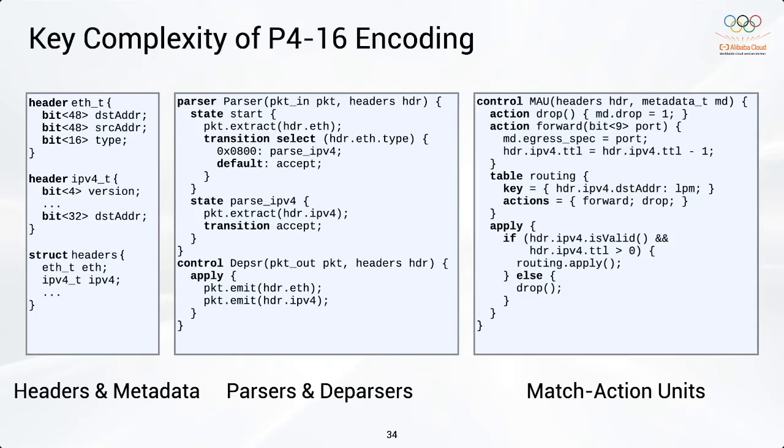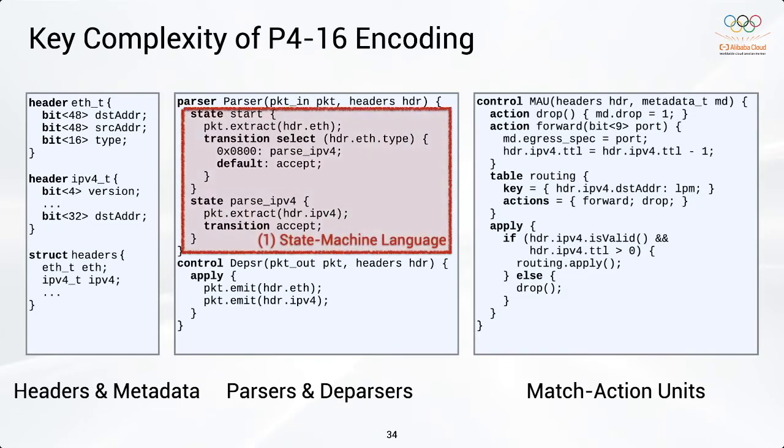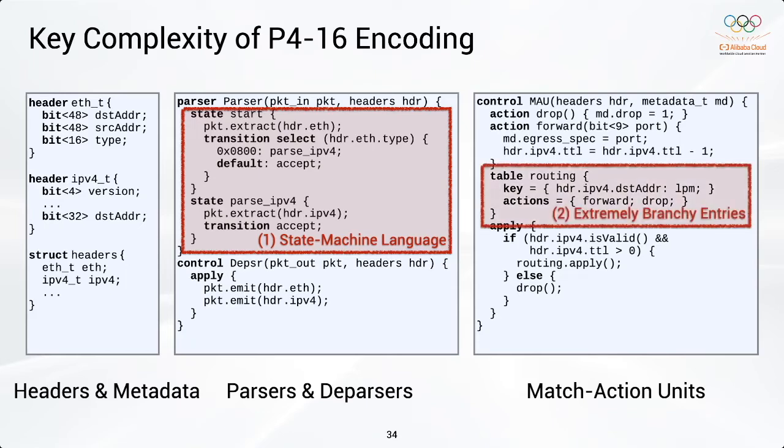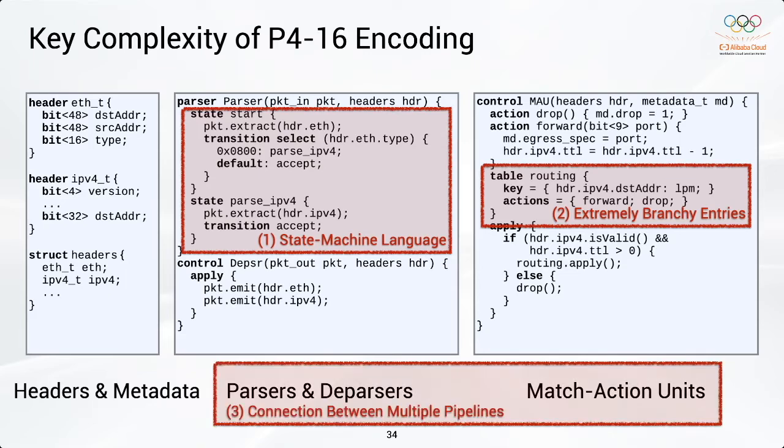The key complexity of P4_16 verification comes from 3 aspects. The first one is the state machine language of packet parsers. Simply expanding the state machine into a verifiable program can lead to state explosion. The next problem is the extremely branchy table entries. Although we can merge some entries to reduce the complexity, not all of them can be simplified. The last problem is the connection of 2 pipelines. When there are more than 1 pipeline, we will have to encode this part, and the above complexity multiplies. In this talk, I will only introduce how we solve the first problem.